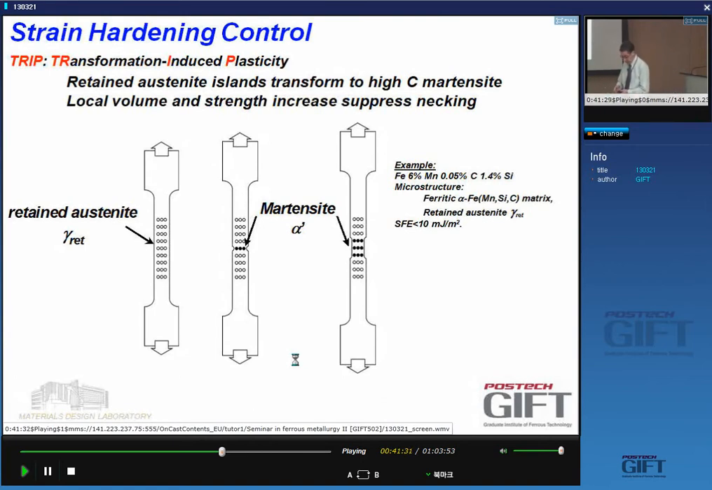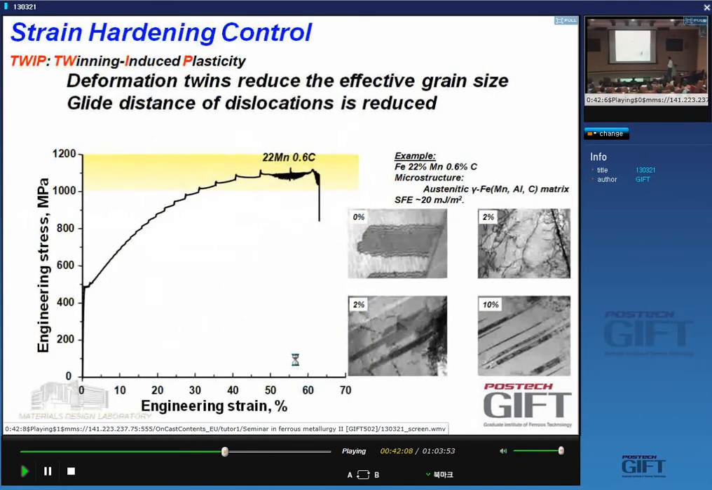So if there is any hint of local constrictions, necking, it immediately stops. And thirdly, what is also very important, is that by this volume change, the transformation injects a lot of mobile dislocations into the microstructure. So you get a very nice strain hardening mechanism with relatively low amounts of retained austenite. Yeah. So very nice properties.